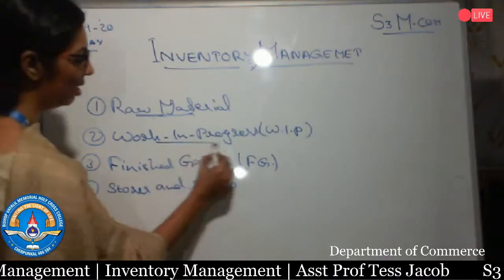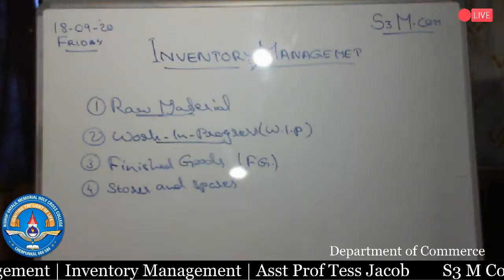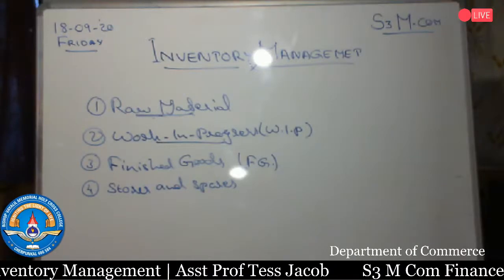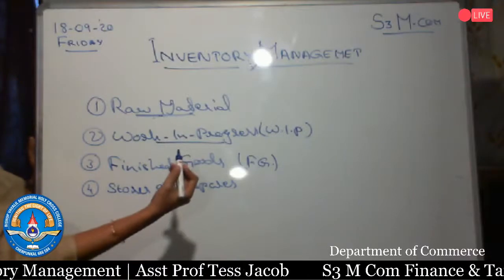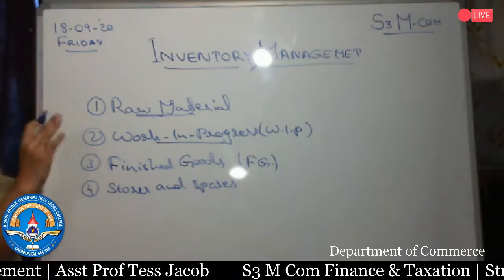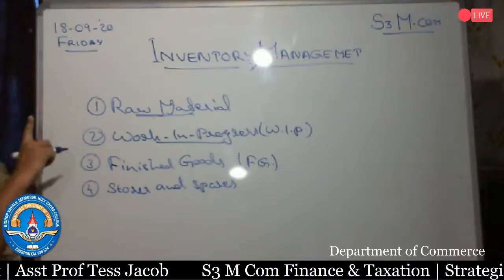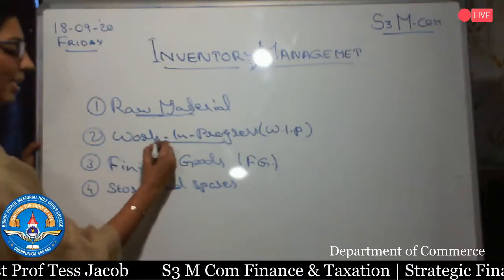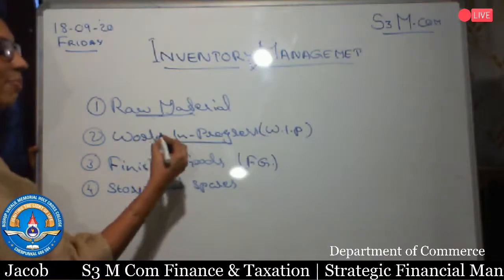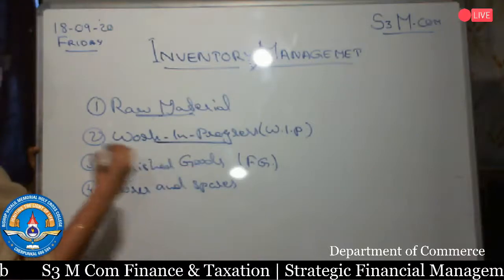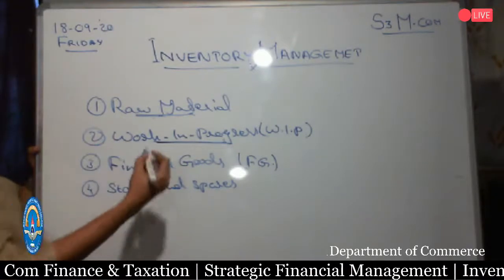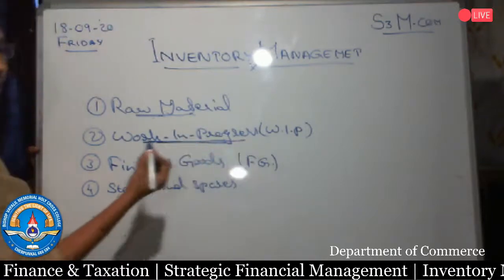The second item is work in progress. Work in progress means items which are not in the form of raw material and not in the form of finished goods. So it is a semi-finished stage of the product. A few more days will be taken to become the finished good. We already studied the operating cycle and the calculation of the operating cycle in the working capital management chapter. If the length of the operating cycle is more, then the investment in work in progress inventory will be high. Because most of the items will be locked up in work in progress for more days.